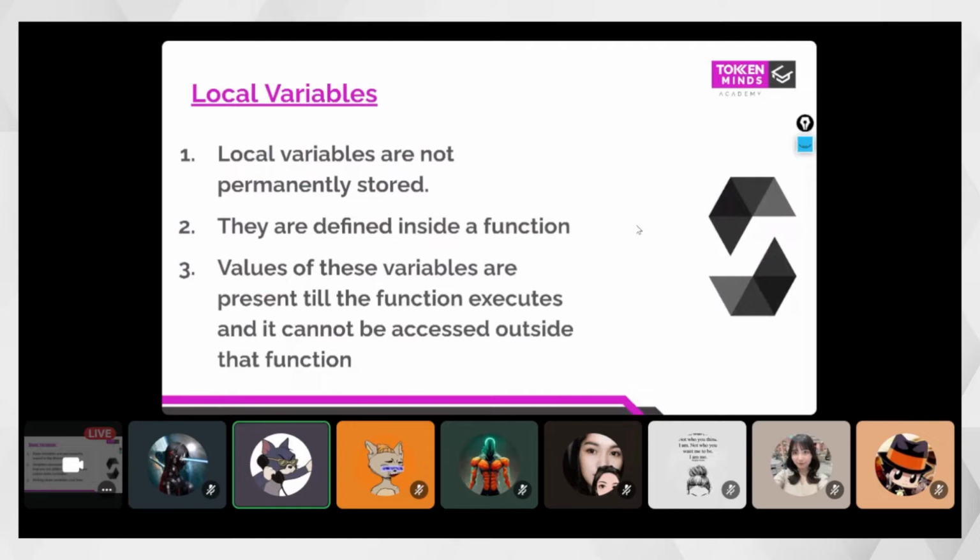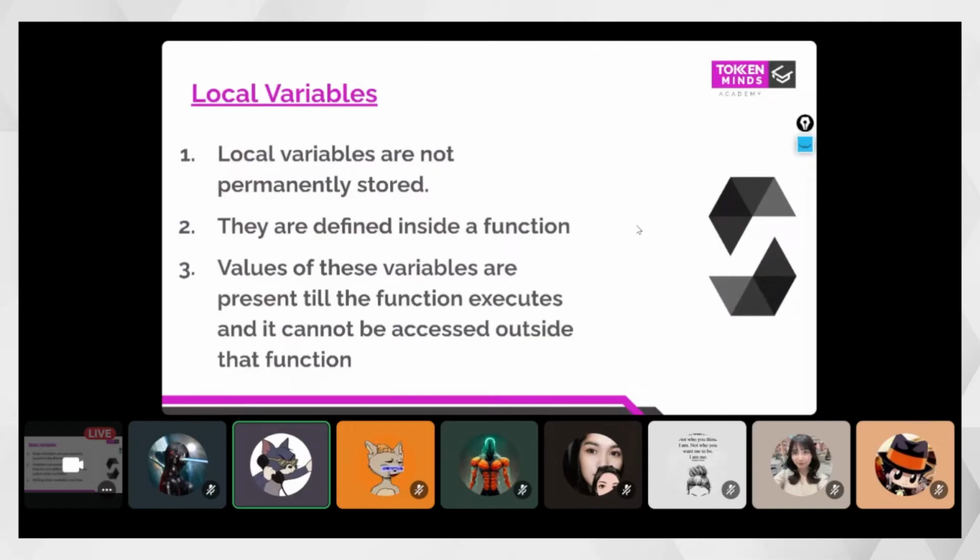Now let's see what the local variables are. If you remember, there are three kinds of variables in Solidity. First is state, second is local, and the last is global. Now what is local? We are on to the local variable portion. In Solidity, local variables are those variables that are defined inside the functions. The scope of the local variables is within the function only, and it is stored in the memory, due to which it is not permanently persistent.